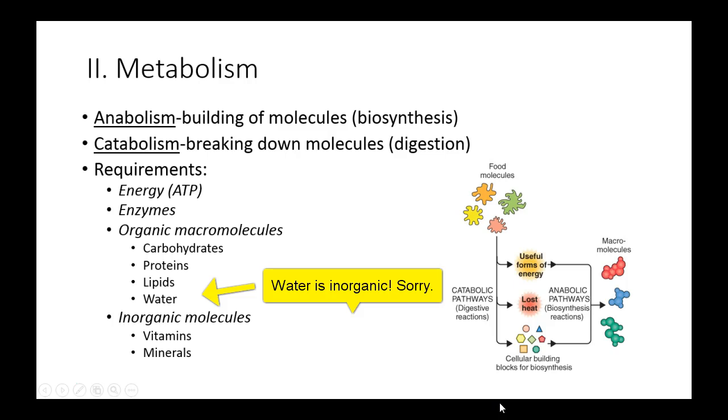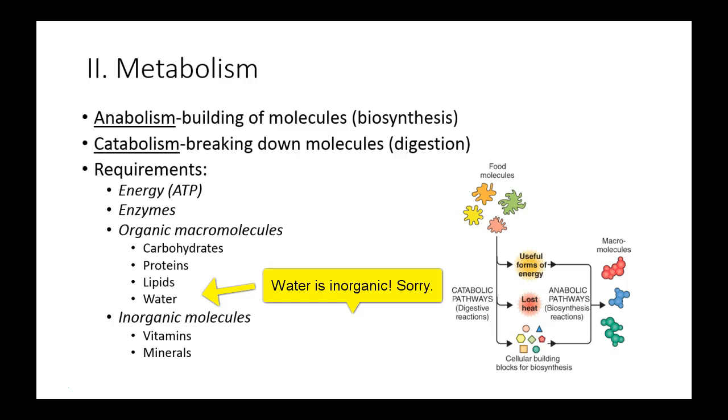So those are some basic physical needs, and now in order to look at chemical needs, we need to think about metabolism a little bit. As I mentioned, metabolism is the sum of all the reactions going on in a cell. We can also break this down into anabolism and catabolism. Anabolism is building of molecules, and catabolism is breaking down of molecules, sometimes called biosynthesis and digestion.